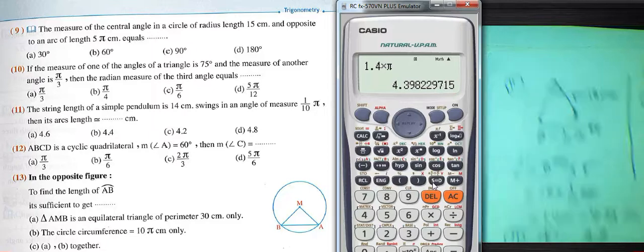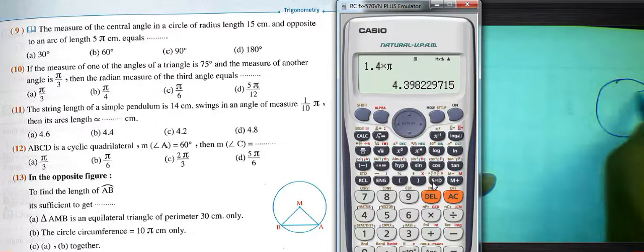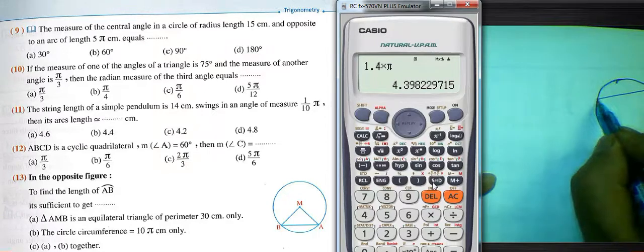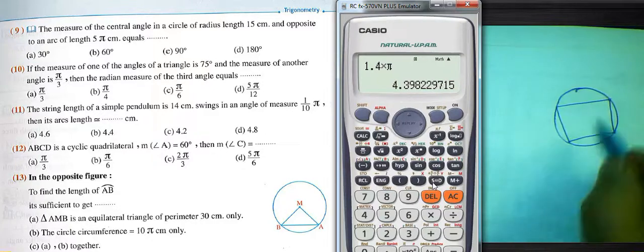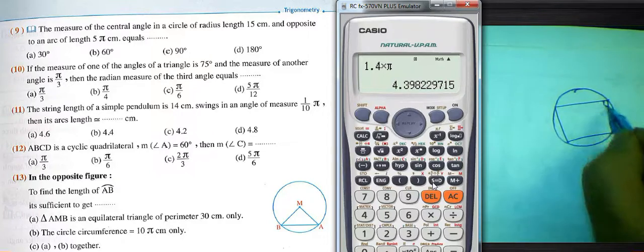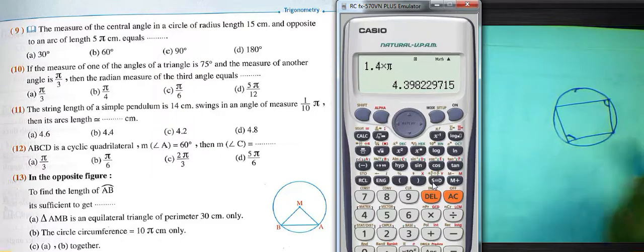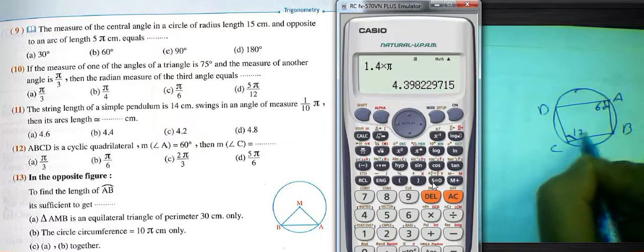Question number 12. ABCD is a cyclic quadrilateral. The measure of angle A equals 60 degrees. In a cyclic quadrilateral, each pair of opposite angles has measures that sum to 180; opposite angles are supplementary. So if the measure of angle A is 60 degrees, the measure of angle C will be 120.